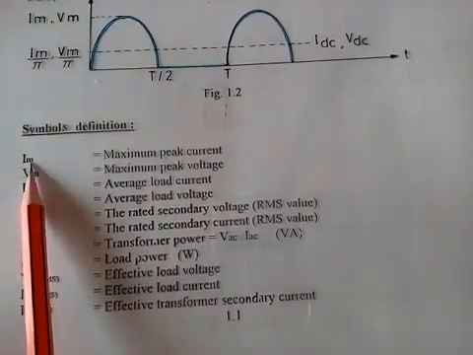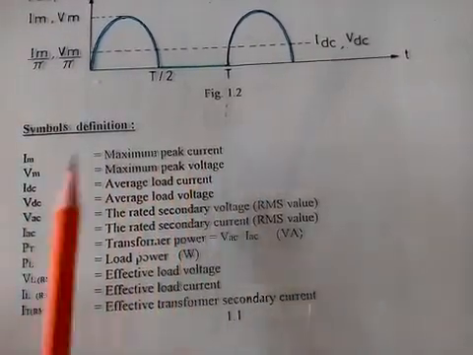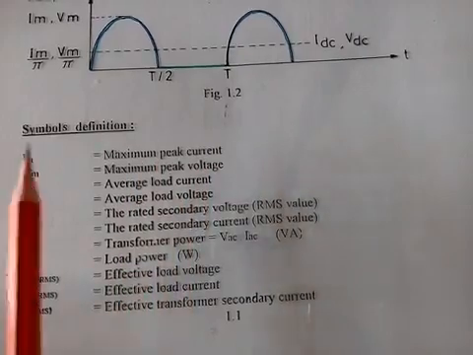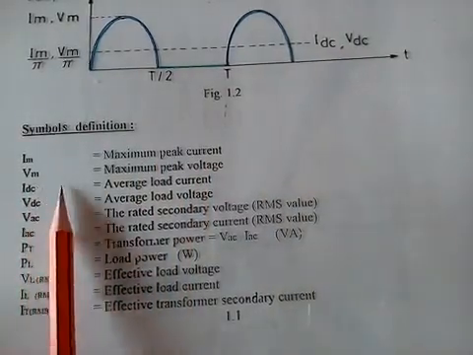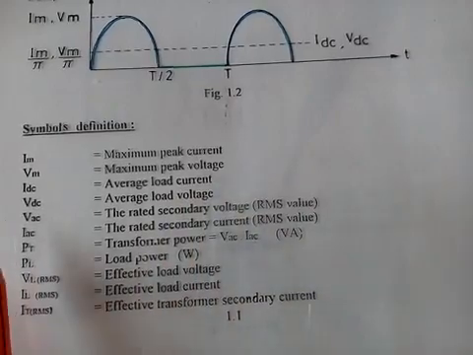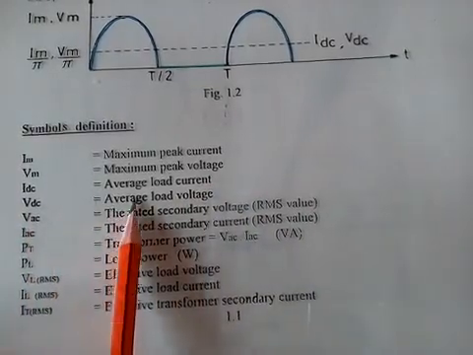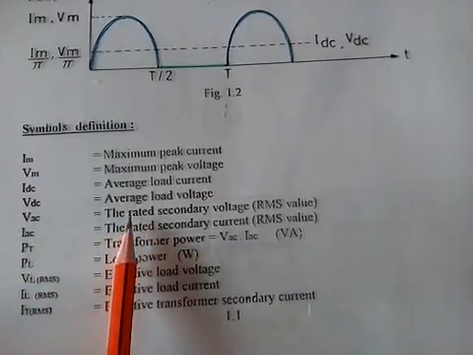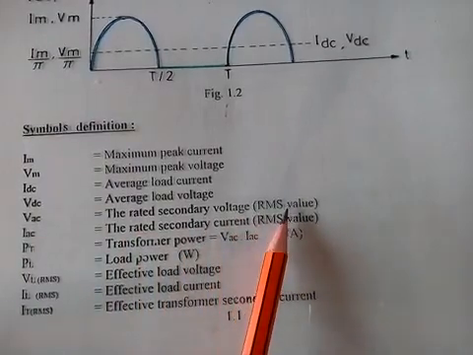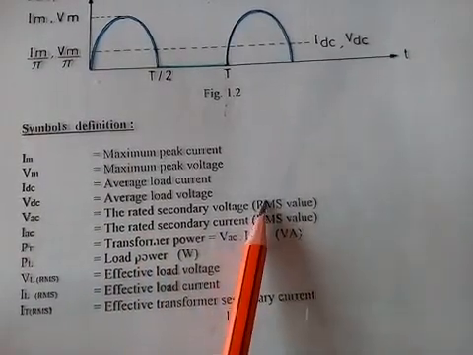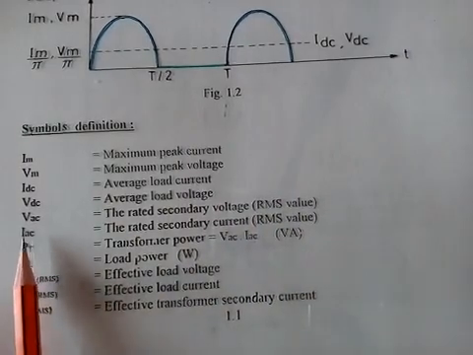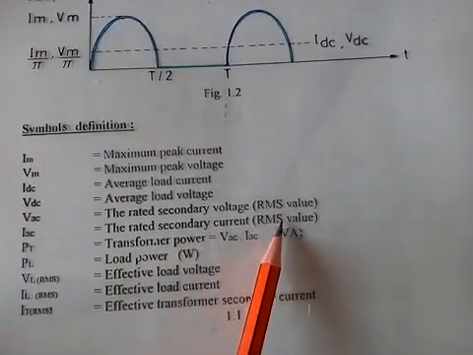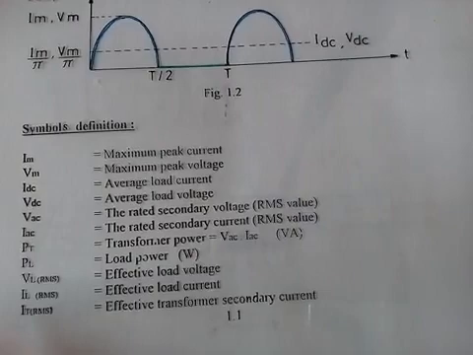You have IM, which is the maximum peak current. You have VM, which is the maximum peak voltage. You have IDC, which is the average load current. You have VDC, which is the average load voltage. The VAC equals the rated secondary voltage in RMS value. This is what's written on the transformer. IAC, the rated secondary current, that's in RMS. It's also written on the transformer.